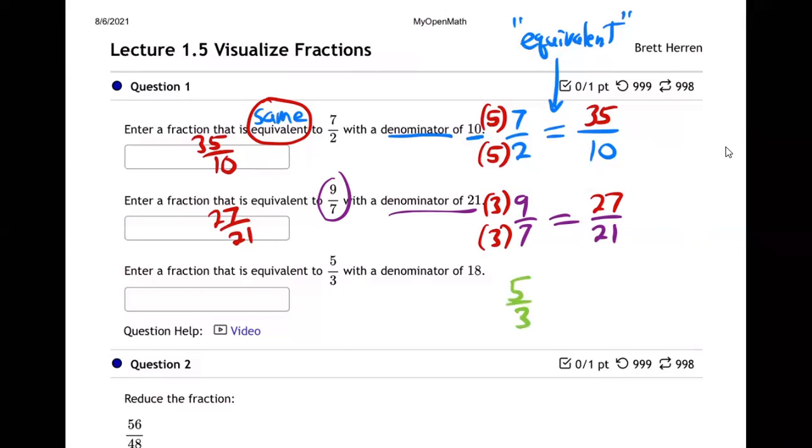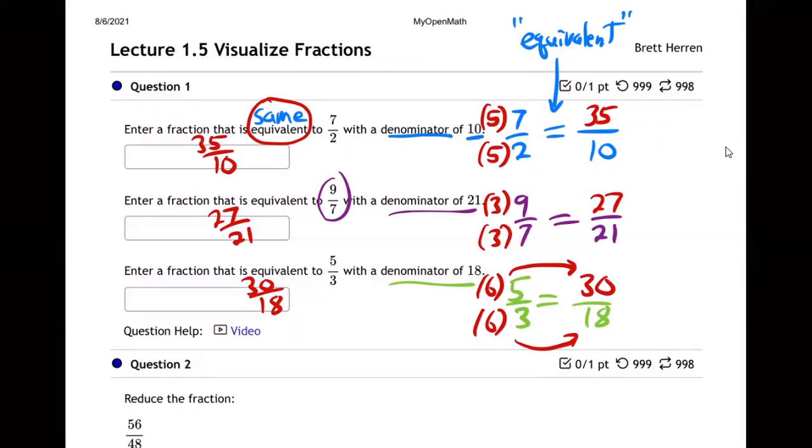And then the bottom one, 5/3, and they want me to make it denominator 18. So that one, you got to multiply top and bottom by 6. 6 times 3 is 18, and 6 times 5, 30. So 30 over 18. So there we go.